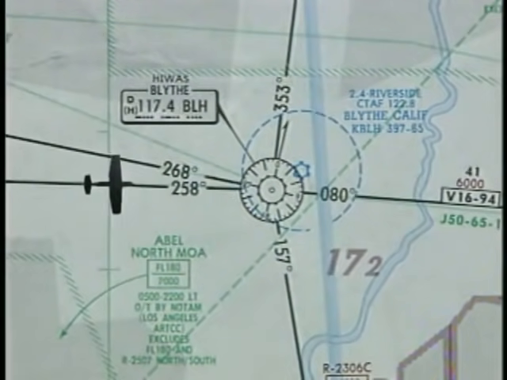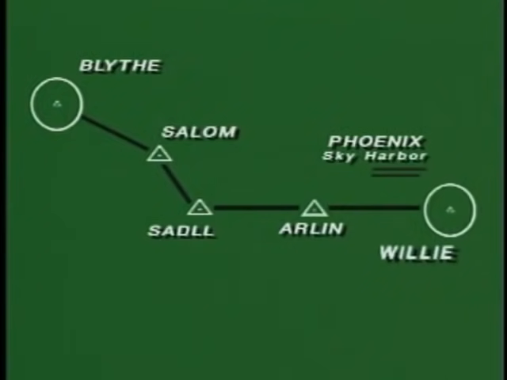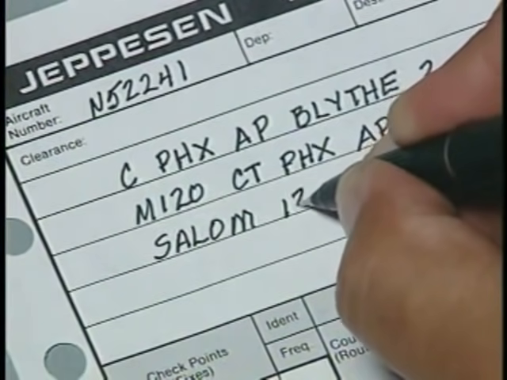As you're approaching Blythe VOR at 12,000 feet, Los Angeles Center issues the following clearance. "Cessna 241, cleared to Phoenix Sky Harbor Airport via the Blythe 2 arrival. Maintain 12,000, contact Phoenix Approach at Salome on 120.7."